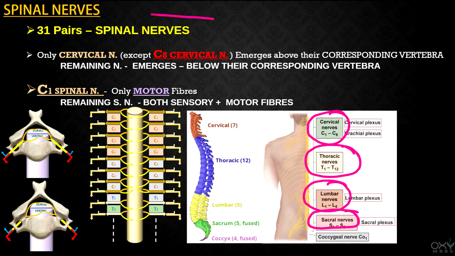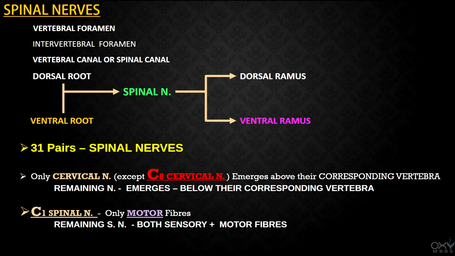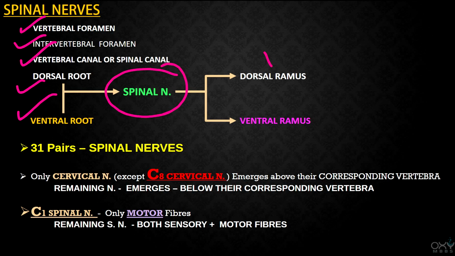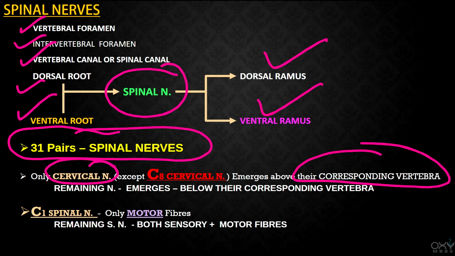So friends, these 3 points are very important for exams like PG exams, also for the viva and practical exams. So friends, after watching this video, now you are able to reply what is vertebral foramen, what is intervertebral foramen, what is vertebral canal or spinal canal, what is dorsal root, what is ventral root, what is spinal nerve, what is dorsal ramus, what is ventral ramus, and how many pairs of spinal nerves are present in our body, which spinal nerve emerges above their corresponding vertebrae, and which spinal nerve performs only a single function.